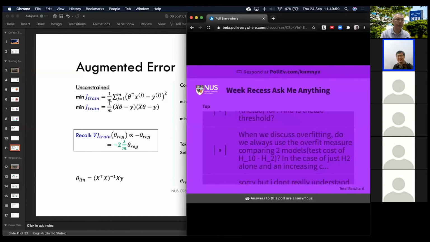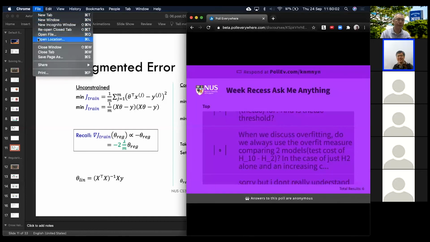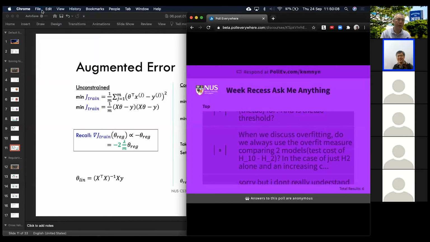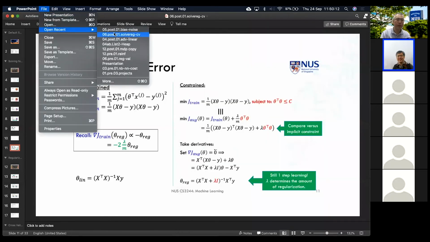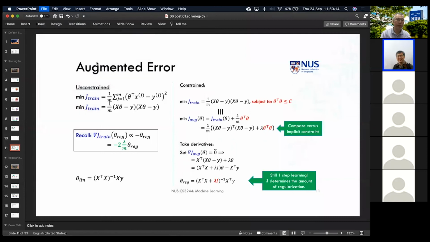Let me see, I can pull it up. If you remember that one, oh, I'm looking at Chrome, sorry. I'm not paying attention. Bias noise, right?